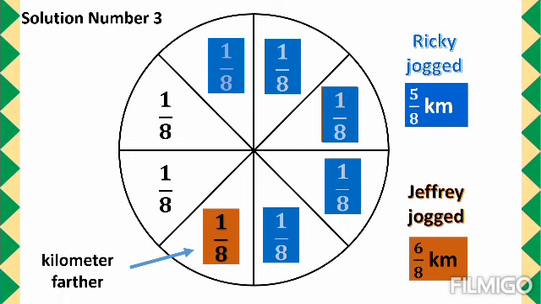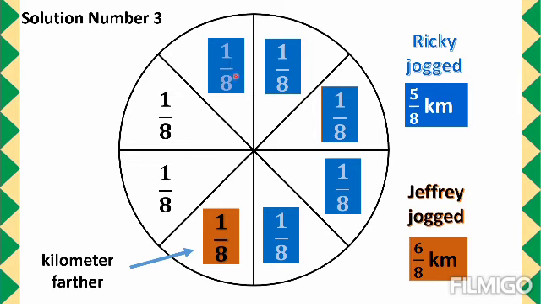Okay, guys, now it shows the third solution in solving the problem of Ricky and Jeffrey. We have here a circular figure, and each part is 1/8. So the first thing is to draw a circle and divide it into 8 parts. Since we divided it into 8 parts, each part is 1/8, so 1/8, 1/8, and so on for all parts.